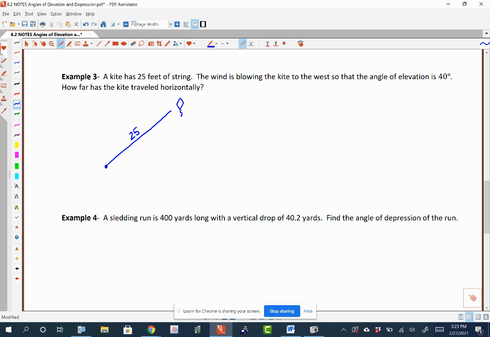So that the angle of elevation, so if this is the ground, the angle of elevation, it says, is 40 degrees. How far has the kite traveled horizontally? So I'm not looking for how high it is vertically. I just want to know how far it's traveled horizontally. So again, I'm thinking my trig functions. Using my 40 degree, it looks like I'm trying to find adjacent, and I know hypotenuse, which would mean cosine. The cosine of my angle is equal to adjacent over hypotenuse.